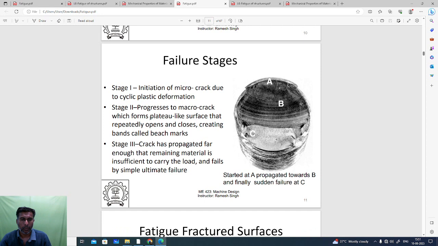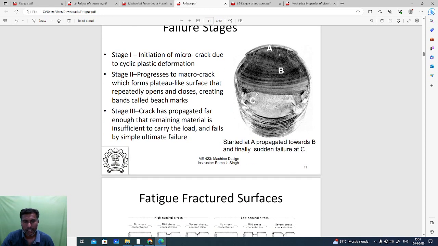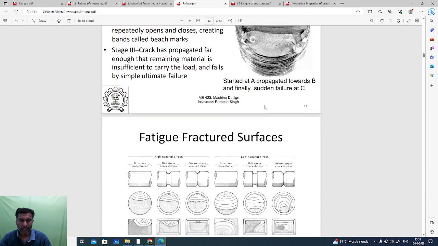The second stage is stage 2, progression to a macro crack, which forms a plateau-like surface that repeatedly opens and closes. It creates a band called a beach mark. When the component is repeatedly loaded, it creates the band mark. See that. They are also called beach marks. And then stage 3: the crack has propagated so far that the remaining material is insufficient to carry the load and fails by simple ultimate failure. The final, third stage is the break or failure.